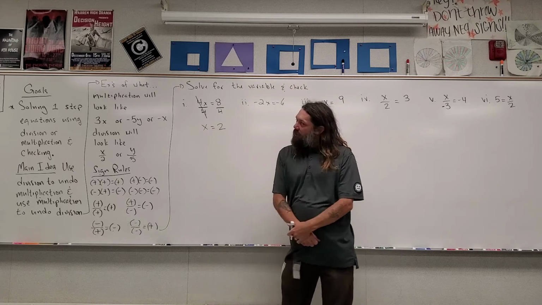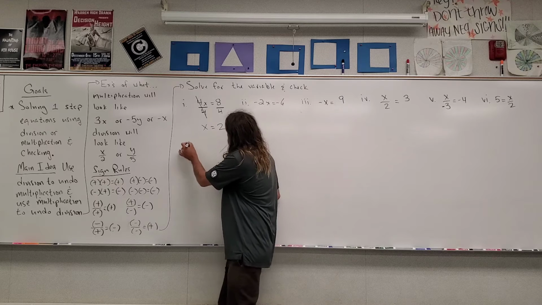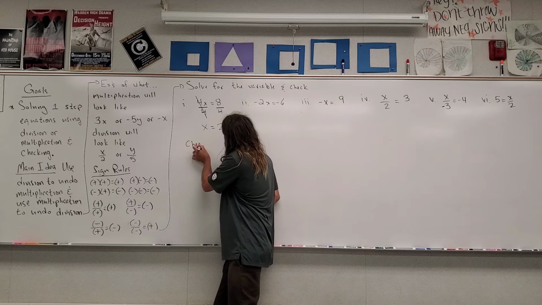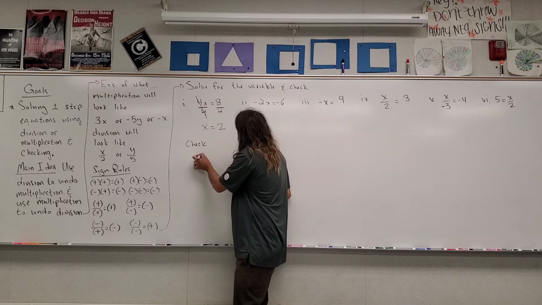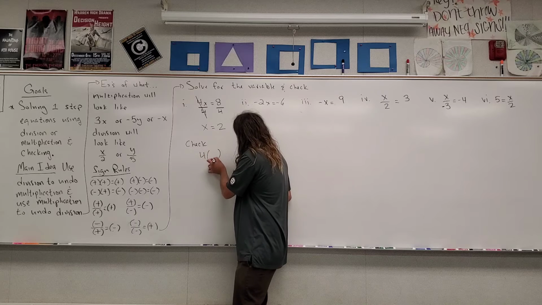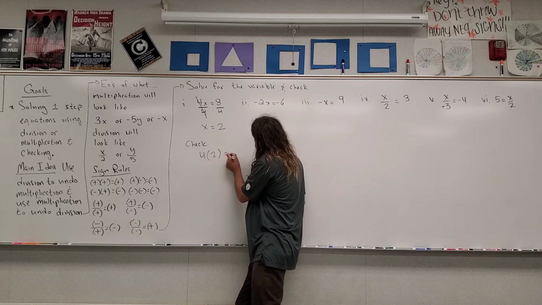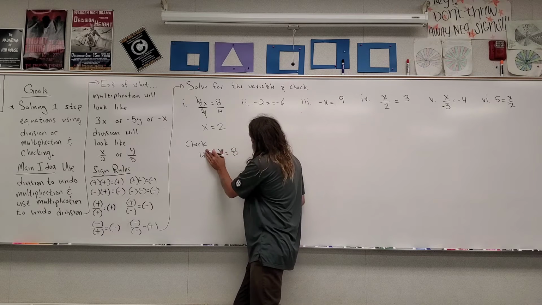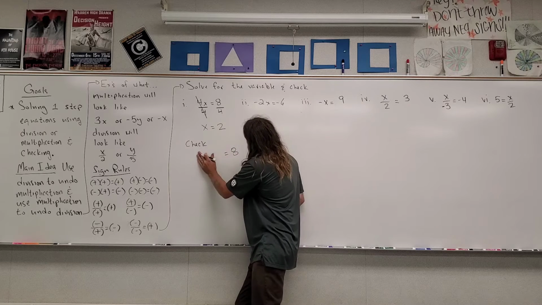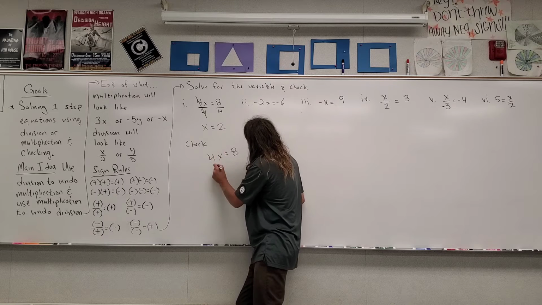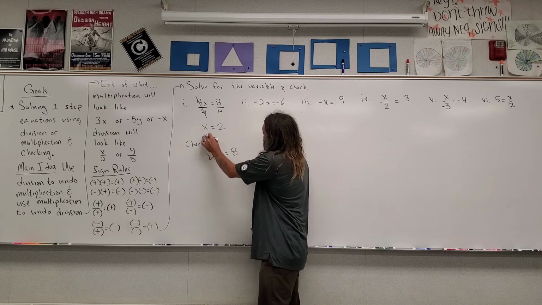So now I need to check these. What I'm going to do to check is write the original equation, but I'm not going to write an x. I'm going to put the number in place of the x. We'll say 4x equals 8. I'm going to replace the x with a 2.